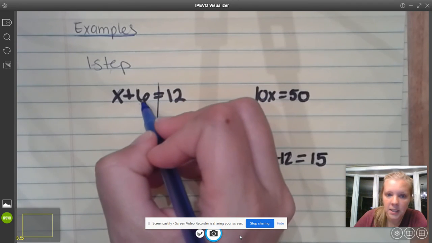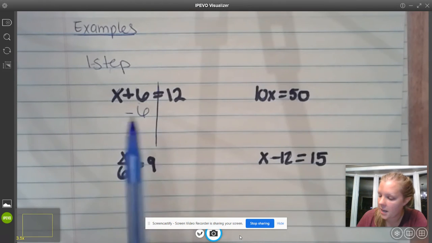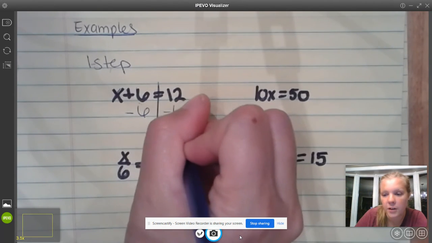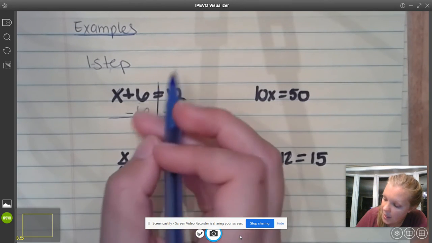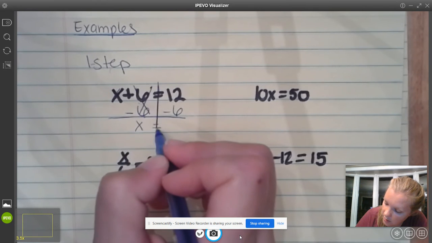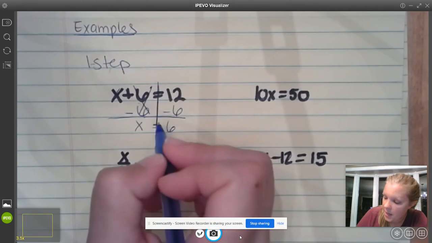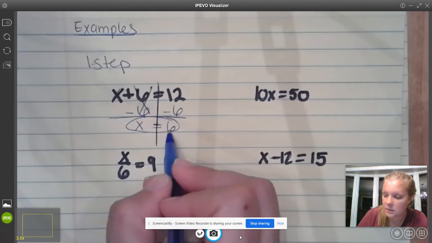To make a plus 6 go to 0, I'm going to take away 6. If I take away 6 from one side, I have to do the same thing to the other again. Remember, this is like a scale and we have to keep it balanced. These cancel and I'm left with x alone, and 12 minus 6 is 6. And so I have solved this equation. X is equal to 6.